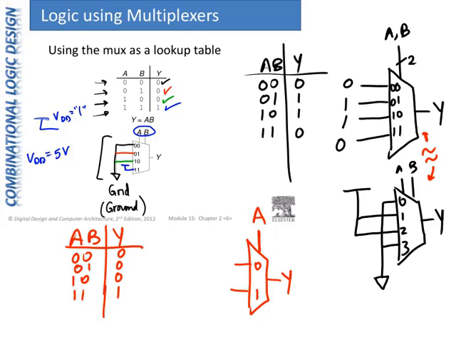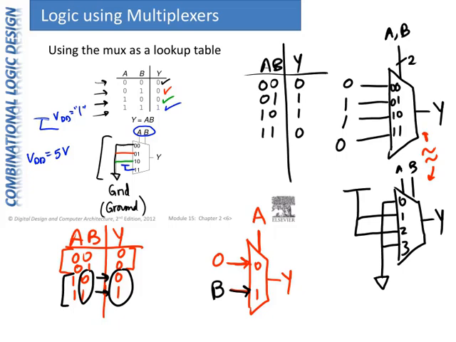When A is 0, it's going to take whatever is connected to this input and feed it to the output. So when A is 0, what do we want to feed to the output? No matter what B is, when A is 0, we want to feed 0 to the output. When A is 1, for those two rows, it's going to select this input and feed that to the output. What do we want to feed to the output at that point? When A is 1, the output follows whatever B does. When B is 0, the output should be 0. When B is 1, the output should be 1. So we can just tie that input to B.